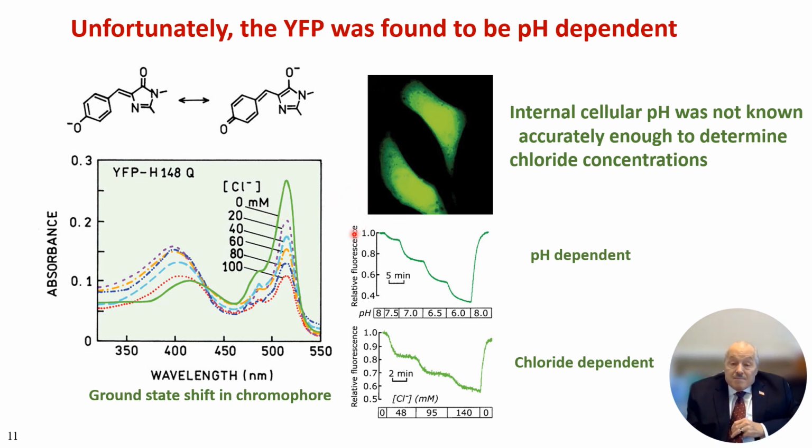One thing that was interesting about the yellow fluorescent protein is that the absorption spectrum changed. This meant it was a ground state change in the chromophore. So somehow the binding of chloride changed the ion distribution in the chromophore and the GFP, but it could only be seen in the absorption spectra, which meant it was a ground state exchange, and we consider that favorable because excited state processes are difficult to control.